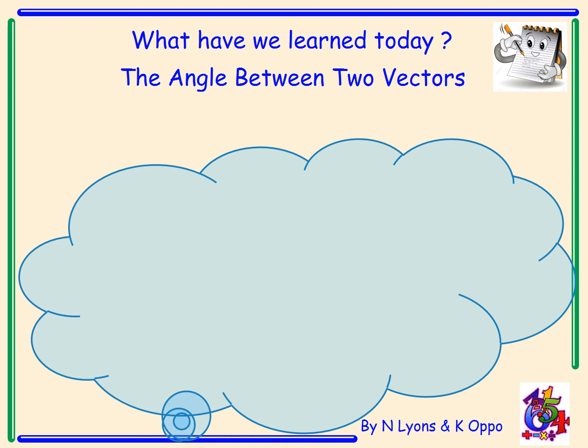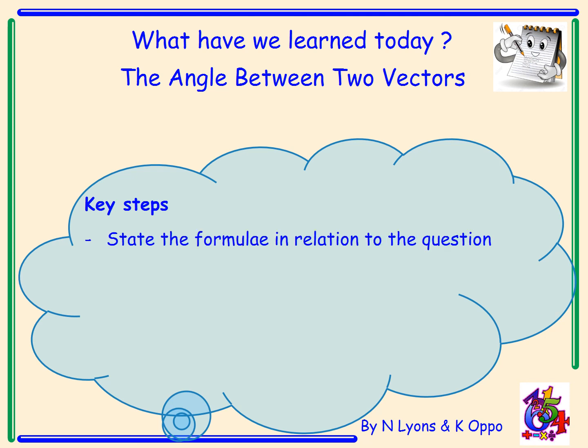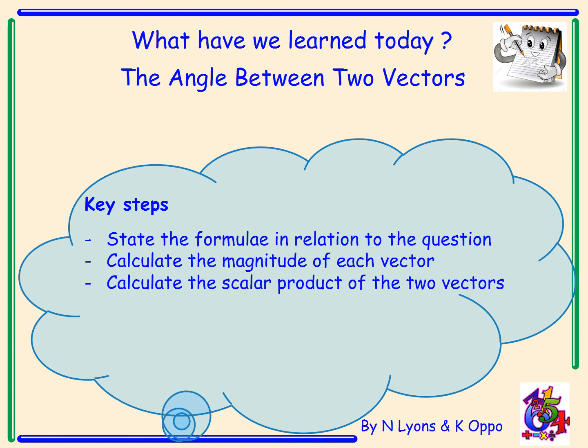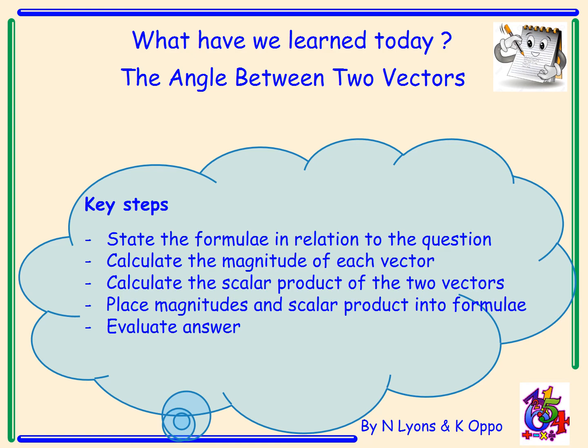Today we have looked at the angle between two vectors. The key steps: state the formula in relation to the question, calculate the magnitude of each vector, calculate the scalar product of the two vectors, place the magnitude and scalar product into the formula, and finally evaluate your answer.